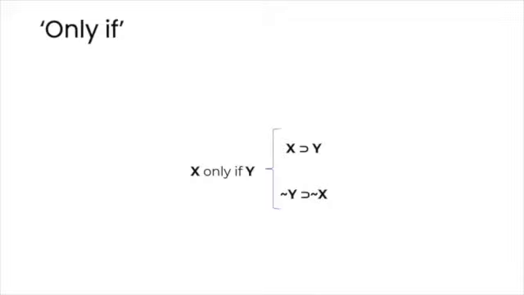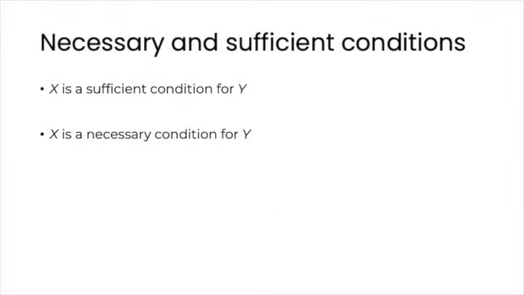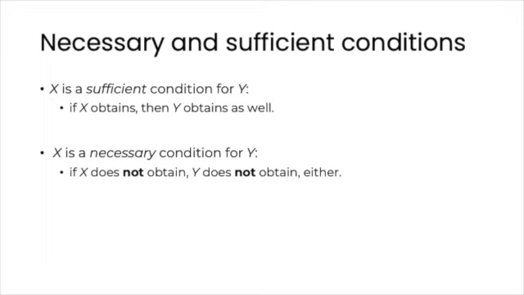A related pair of notions is that of necessary and sufficient conditions. When we say that X is a sufficient condition for Y, what we mean is that if X obtains, then Y obtains as well. On the other hand, when we say that X is a necessary condition for Y, what we are saying is that if X does not obtain, then Y does not obtain either. So let's test our understanding of these notions.